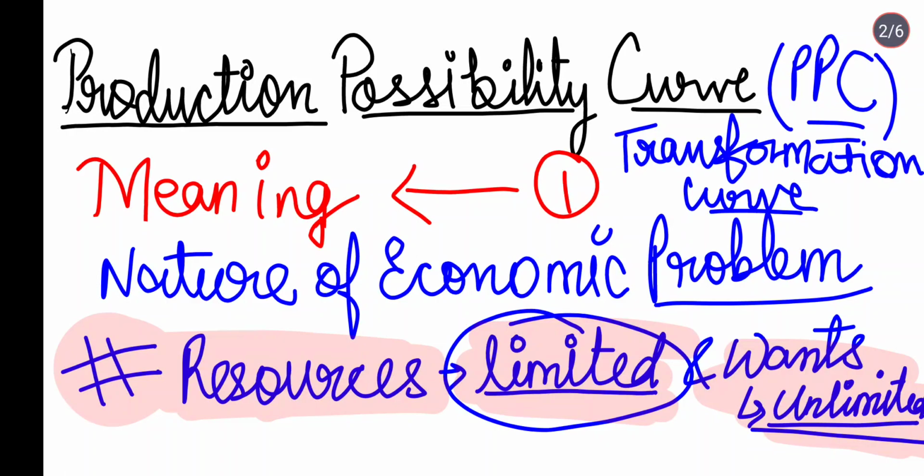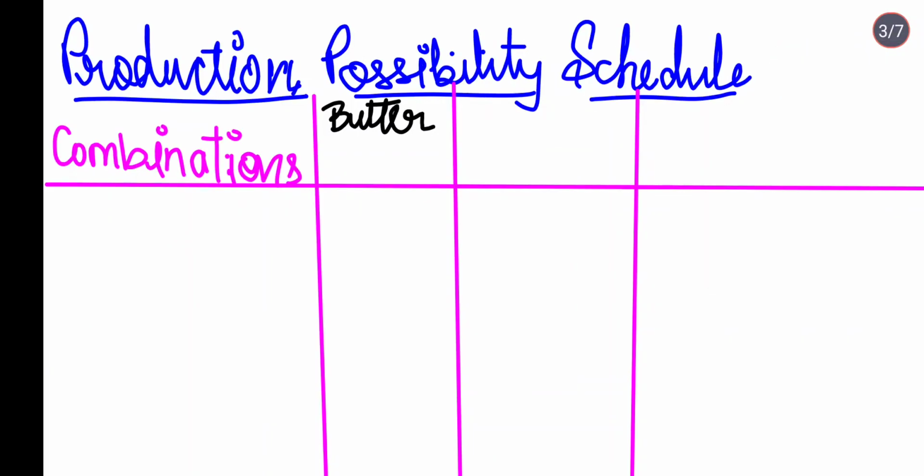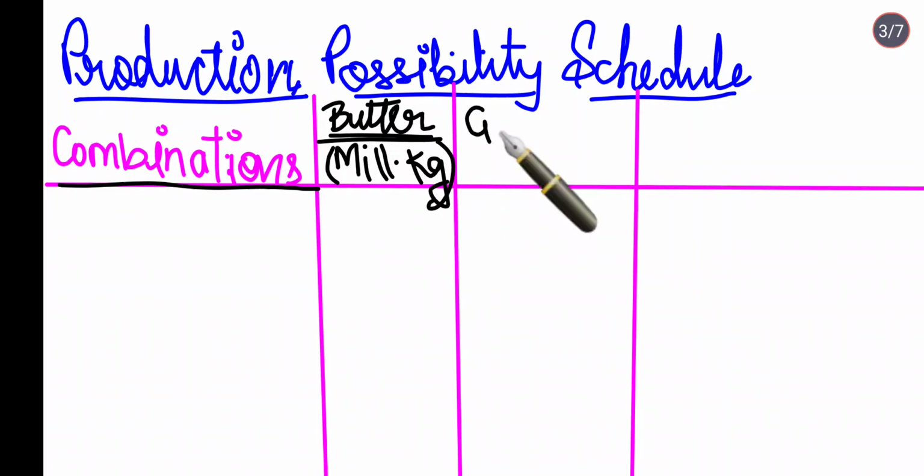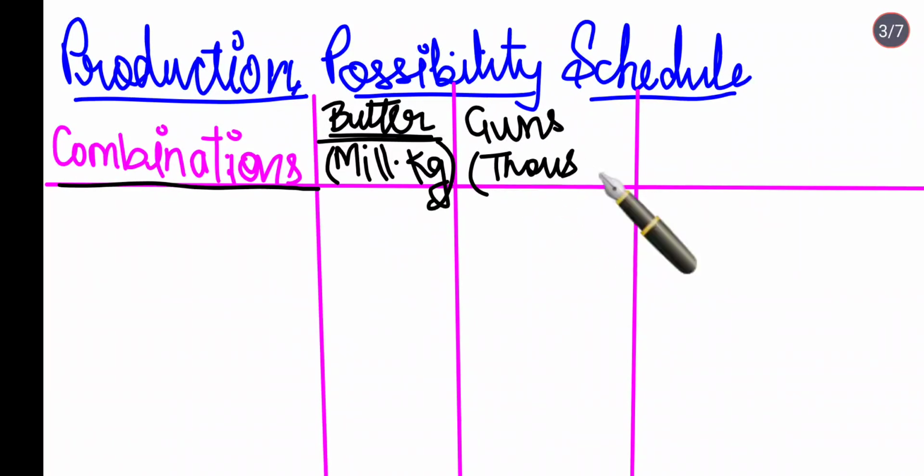Okay, so this is the schedule that we are going to be preparing to understand what PPC is all about and the mechanism of it. So the schedule is like, firstly we make the column for the combinations, then we are going to be making butter in million kg, then we are going to be having guns, which are obviously in thousands, then at the last, the marginal opportunity cost of butter, in thousands.